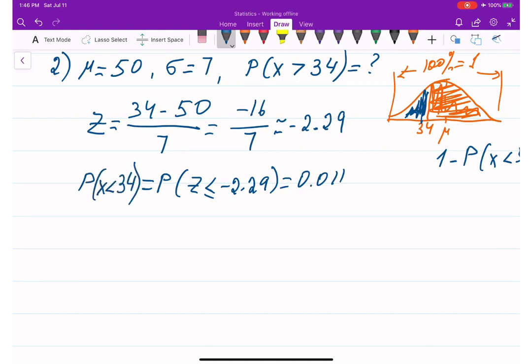0.011. Okay, we found 0.011 is this blue area. Probability 0.011. So to find this orange area, we are going to do 1 minus 0.011, and we will get, how much will it be? That's right, 0.989.